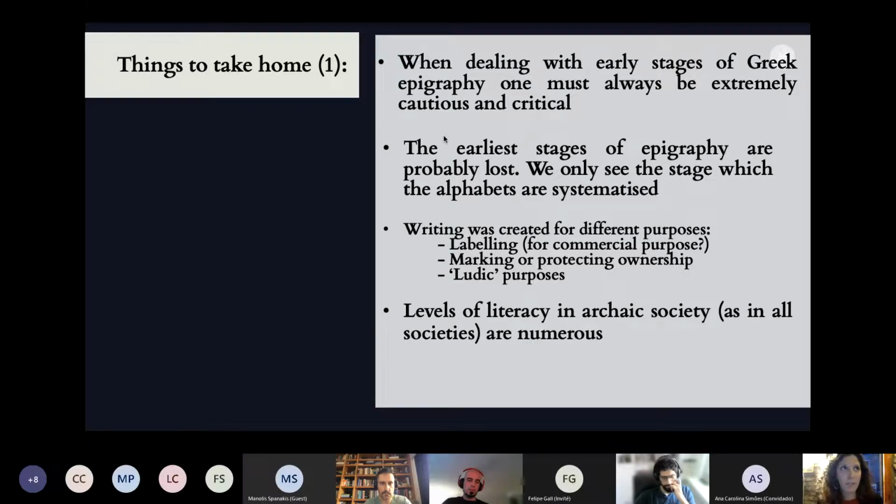And then the levels of literacy in archaic society are very numerous and diverse, and you can't just think that there is an elite that is literate and the other people that are not and can't read, because it's very clear from, I don't know, laws on stones and so on that there were different skills of reading and writing among people, not only the elite. And of course, it is not only the elite who writes; we have different nuances of writers also. So we have to keep this in mind.